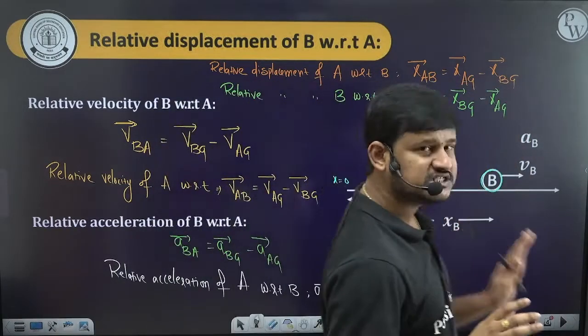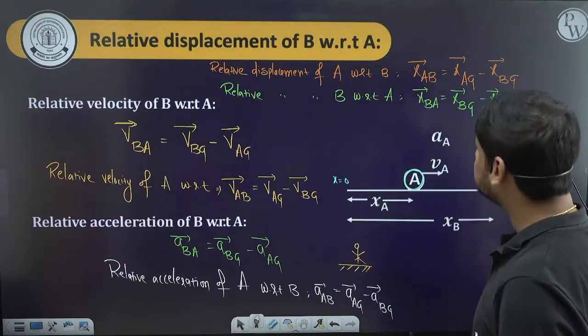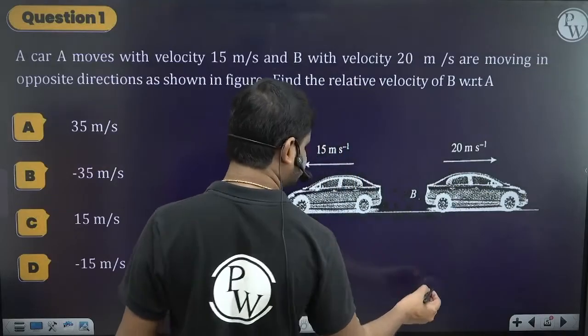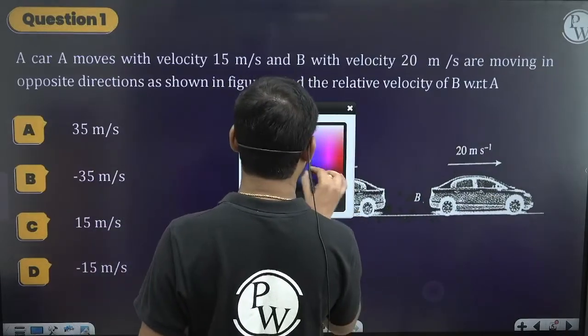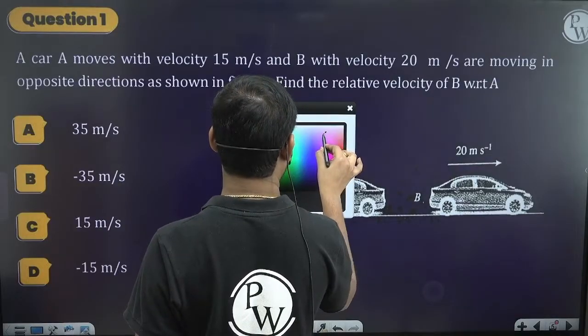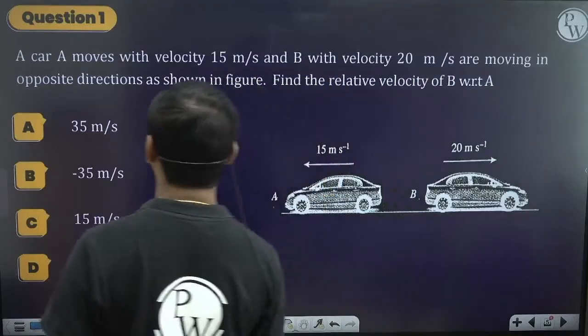Okay now, this concept we are going to implement on the problems. So let's start with the problems, the simple question, the first one. Chalo. So see here, what does the question say?